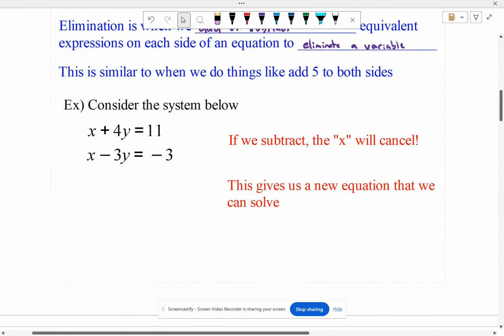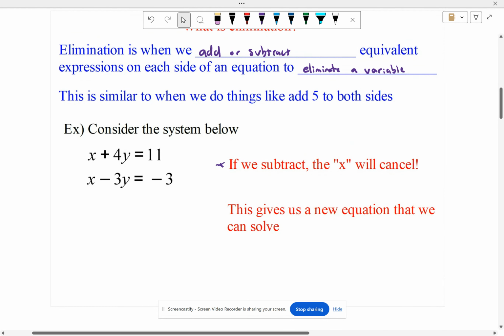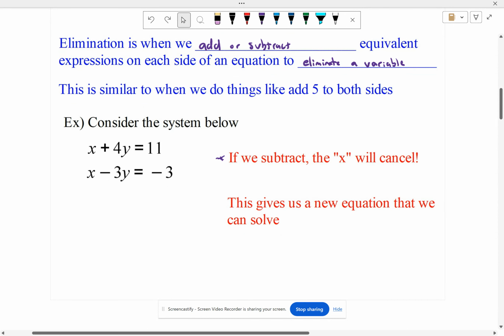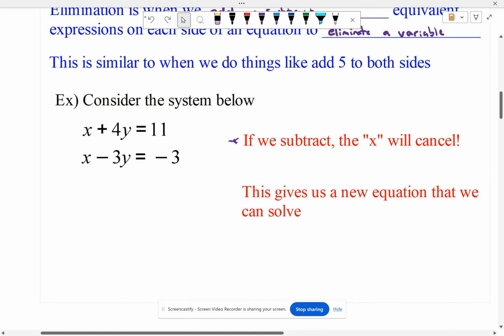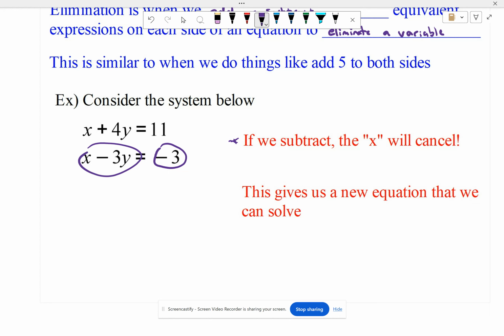So consider the system below. We have two equations, two unknowns. Now, if we subtract these two equations from each other, the x's will cancel. And that's always the goal here, to eliminate a variable so that we can write an equation with one variable. So in this problem, we're going to have to subtract this expression on both sides. So I'm going to subtract this bottom equation from the top equation.